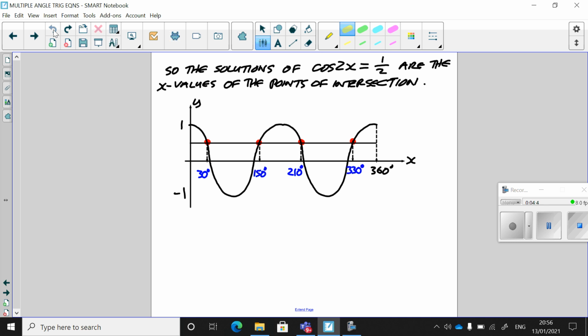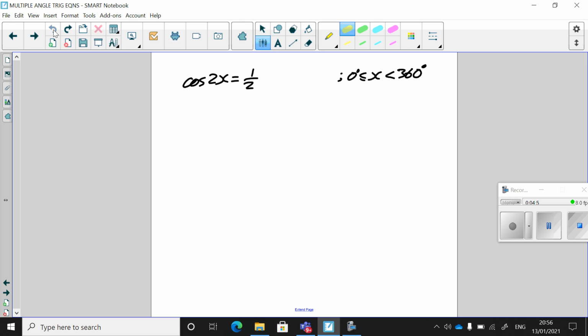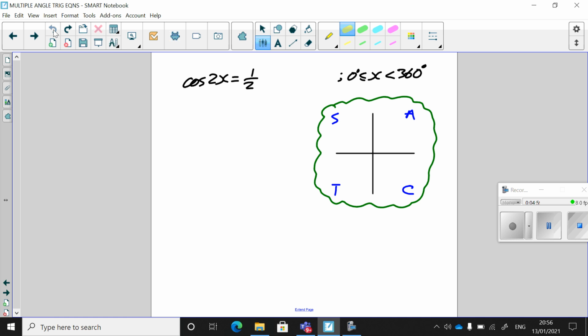Right, okay. Are we going to solve it like that? I don't think so, because we'd be there all day. So we're going to solve it, as it says, without a graph. Okay, here we go. Cos 2x equals a half. Right, things we need to know. Well, we've dealt with the quadrant check in the past. We're going to bring that back, so there's no need to explain that.